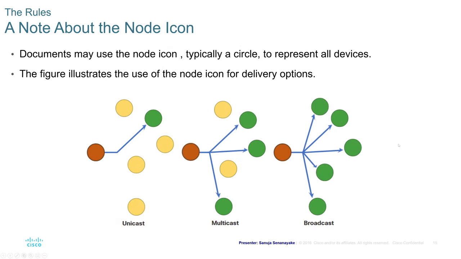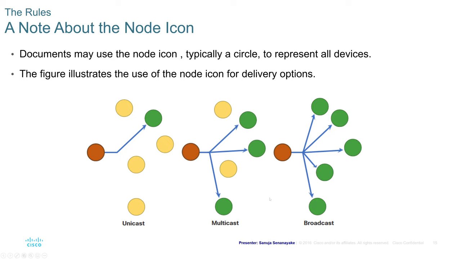Just a quick note on this particular documentation from Cisco. Documents in this particular lecture series may use these kinds of dots, icons with circles, which represent devices. And the figure right here shows an illustration of how these delivery options are demonstrated in this particular lecture series.